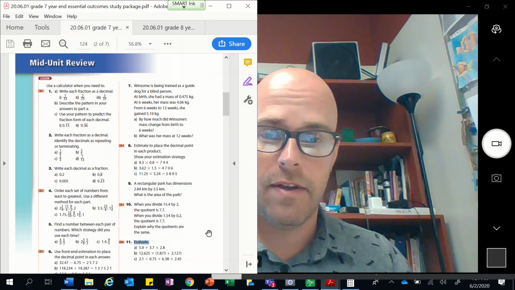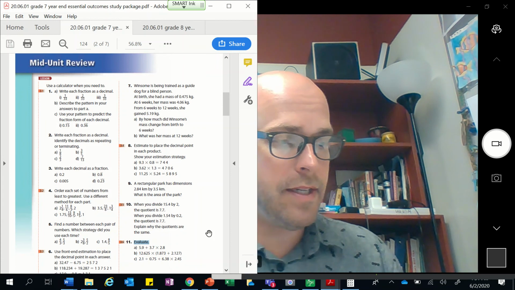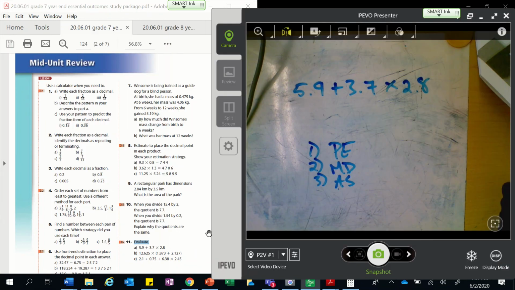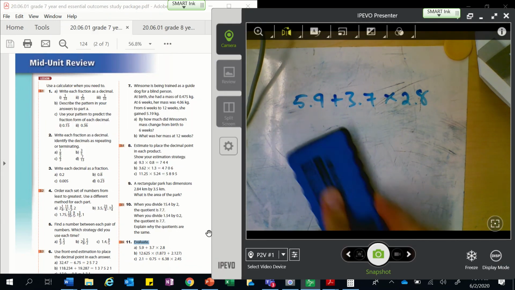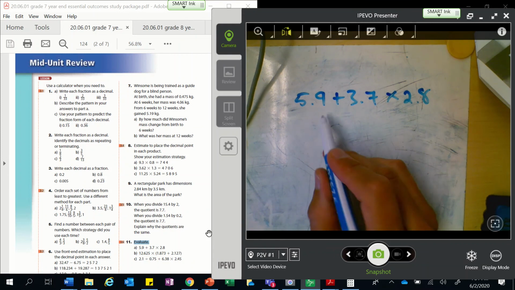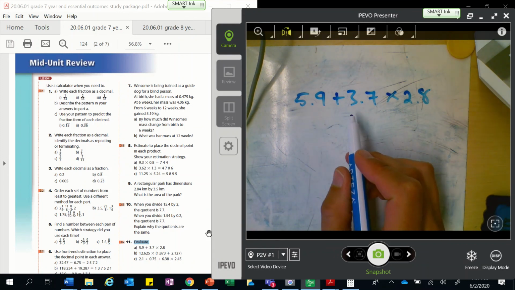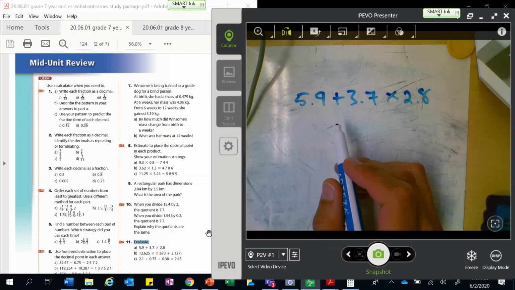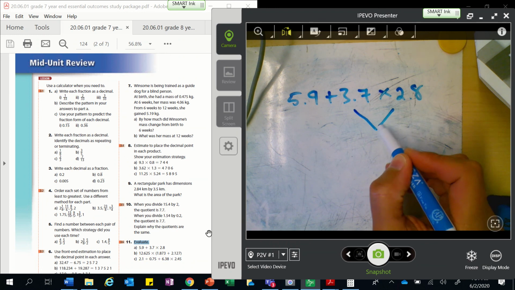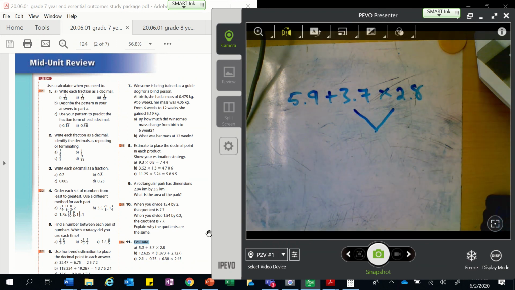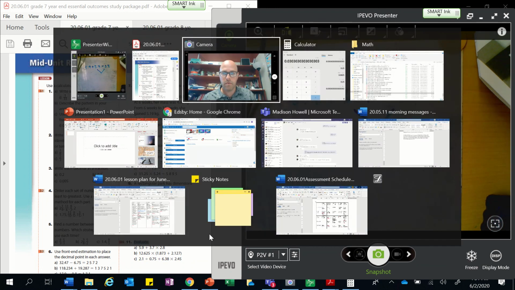Then step 2, multiplying, then dividing. Then step 3, adding or subtracting. So there's 3 steps, not 6. Some kids, they seem to think there's 6 steps. So let's look at number 1 as an example. If I've got this, what Jimmy does is he adds these together first. But if he wises up, he'll know multiplication and division come first. So he should put 3.7 times 2.8.